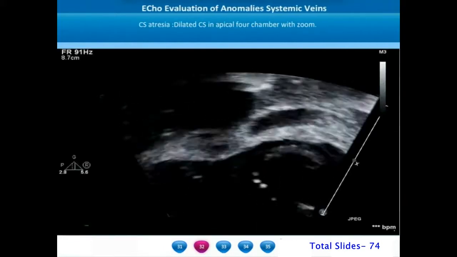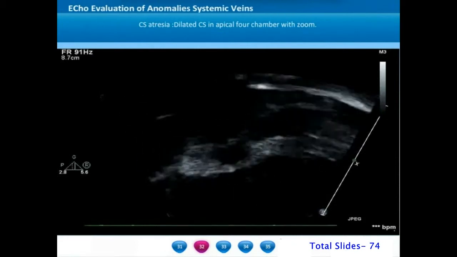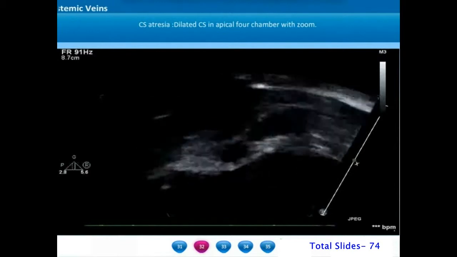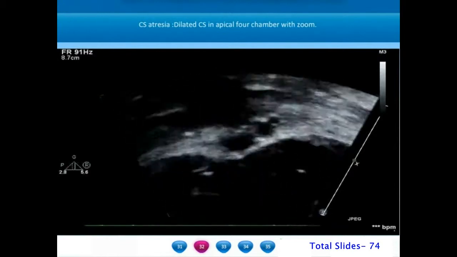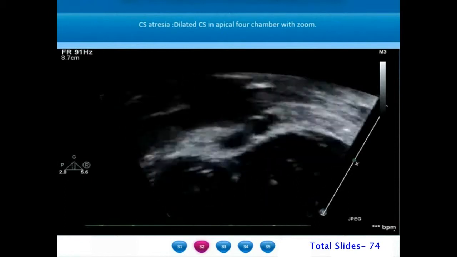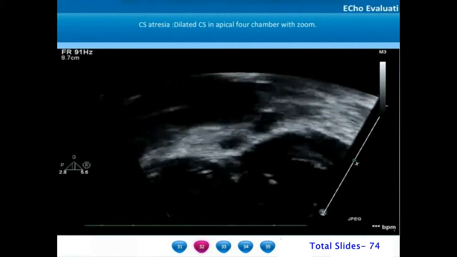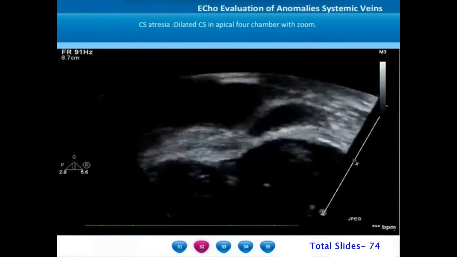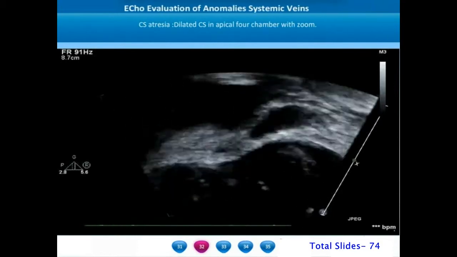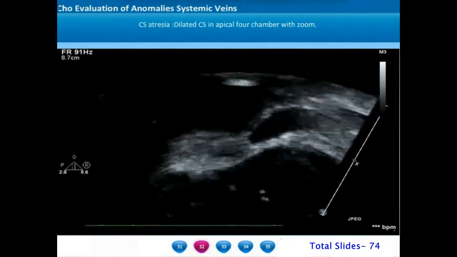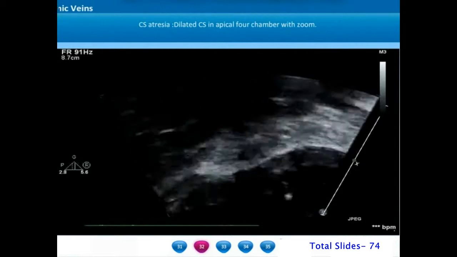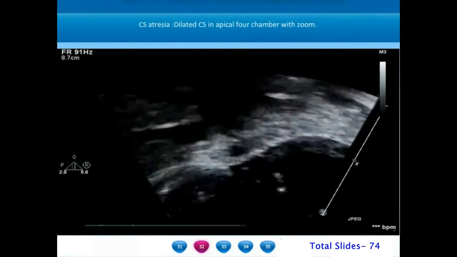In coronary sinus ostial atresia, the coronary sinus cannot drain into the right atrium. So the coronary sinus gets dilated on the posterior mitral annular groove, and it can be seen from the apical four-chamber view. This is a magnified view of the posterior wall of the mitral annulus in the apical view, where we can appreciate a large and dilated coronary sinus. However, it doesn't have any entry into the right atrium.